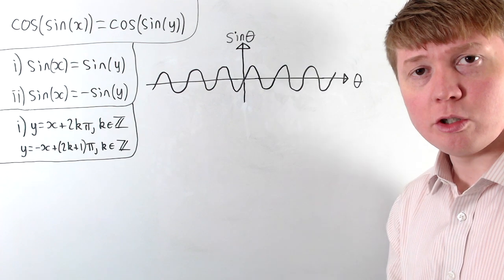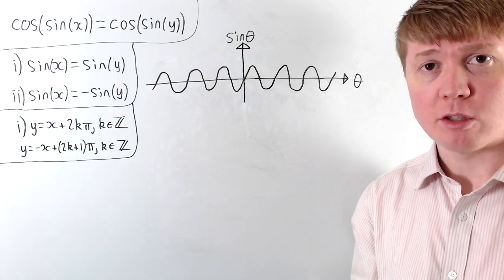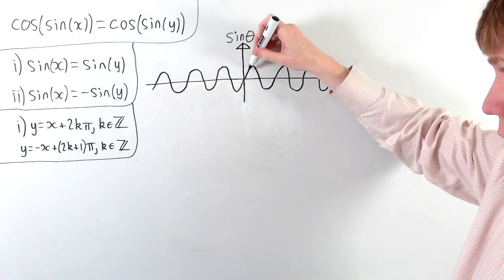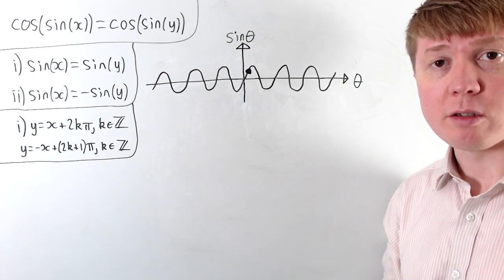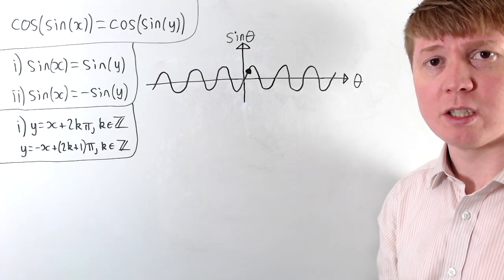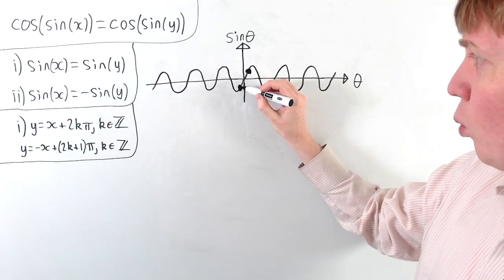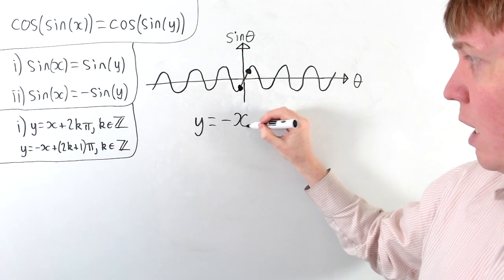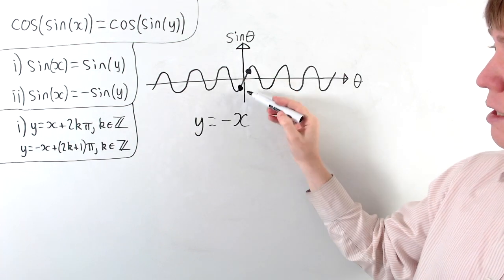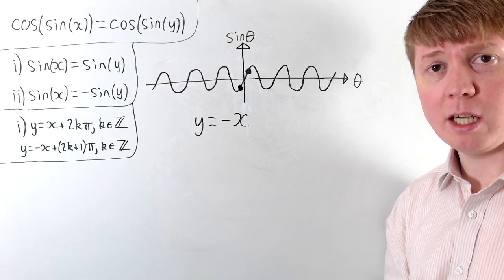And now we'll look at solutions where sine x equals negative sine y. So we can start once again just with any value of x. So let's say we've got a value of x here once again. Then we want to look for values of y so that sine x equals the negative of sine y. So we could take, for example, y equals negative x would work here. So y equals negative x would give us a solution where sine x is the negative of sine y, just using this symmetry of the sine function.